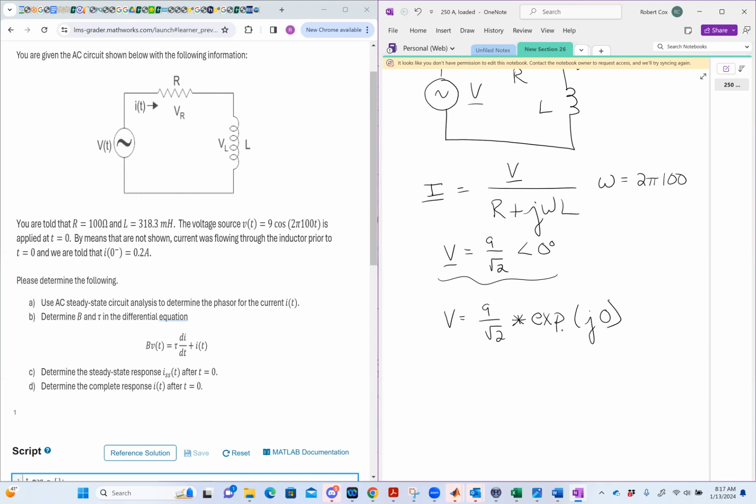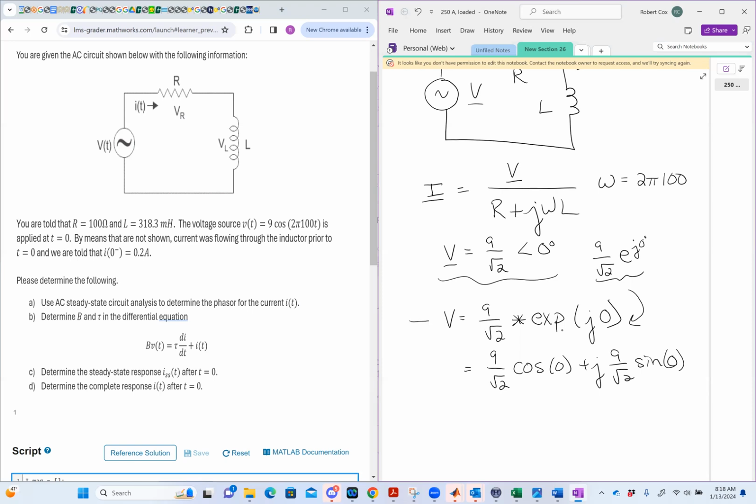This is equivalent to, as you learned when you were a sophomore in analytical, 9 over square root of 2 e to the j 0. This is me using the exponential form to write this. If I wanted to, I could have written this as 9 over square root of 2 cosine of 0 plus j 9 over square root of 2 sine of 0. MATLAB doesn't have any way to accept anything in polar form, so I would have to do it one of those two ways.